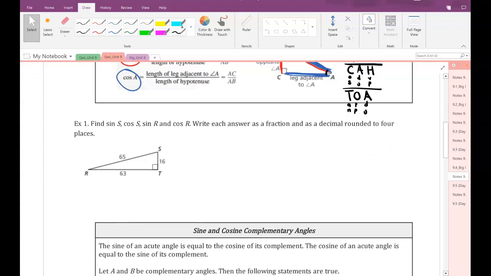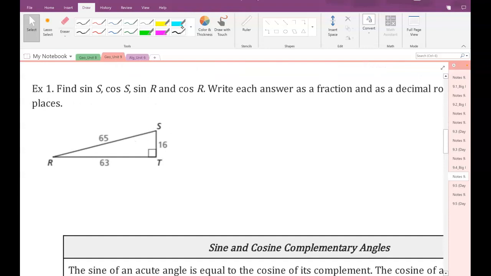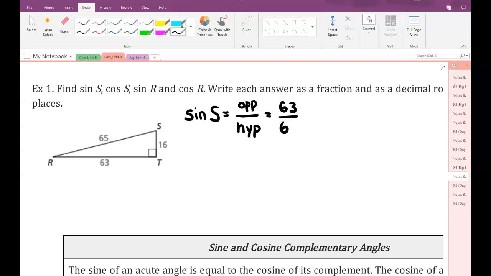So our first example is going to be similar to how we started off when we were doing the tangent ratios. We're just going to go from a basic level. We're going to find the sine of S, the cosine of S, the sine of R, and the cosine of R. So sine of S is equal to our opposite side divided by our hypotenuse. And that's equal to the opposite side of S, which would be 63, over our hypotenuse, 65. And it asks for a decimal rounded to 4 decimal places.